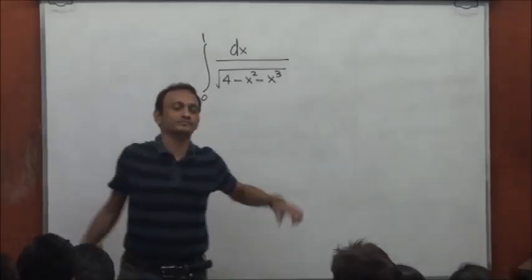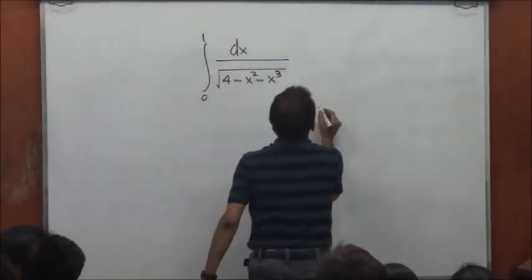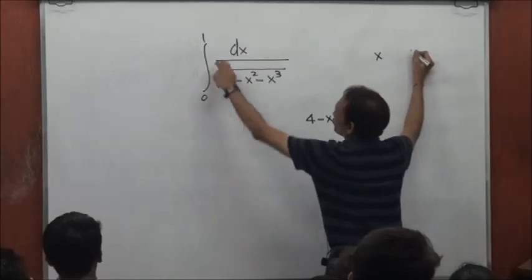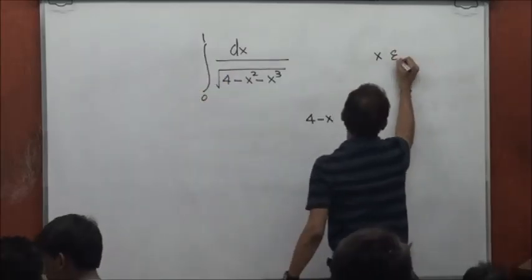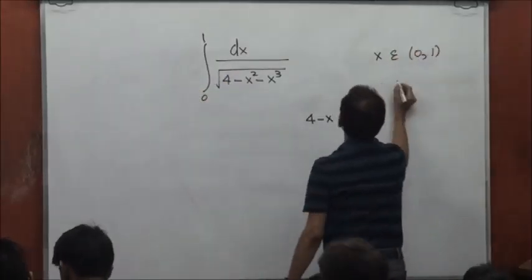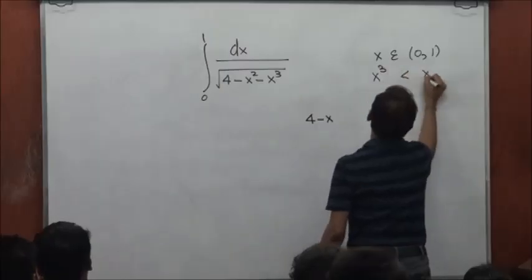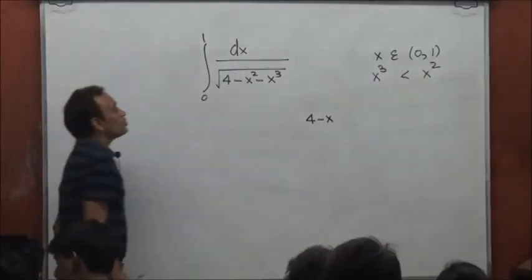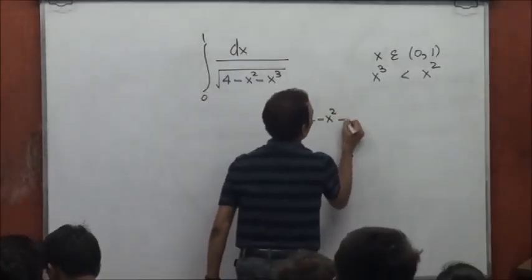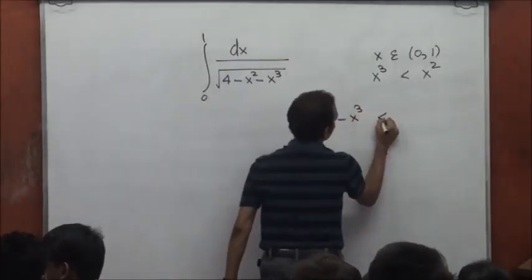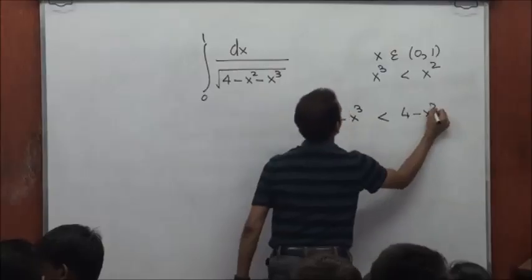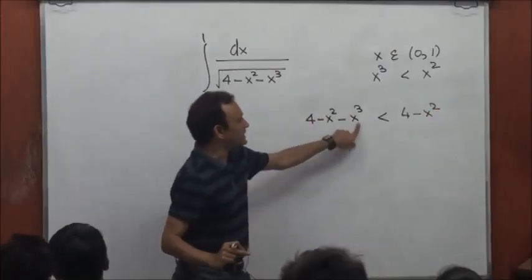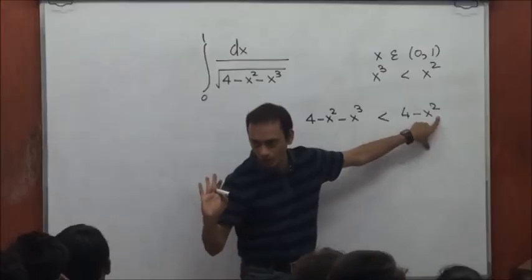How do we do that? Realize that x lies in the interval 0 to 1. X belongs to 0 to 1. In the interval 0 to 1, do you realize that x cube would be less than x squared? x cube would be less than x squared, yes or no? 4 minus x squared minus x cube in the first place is less than 4 minus x squared. One thing, it's less than 4 minus x squared, yes or no?